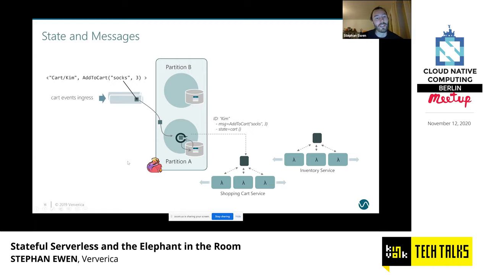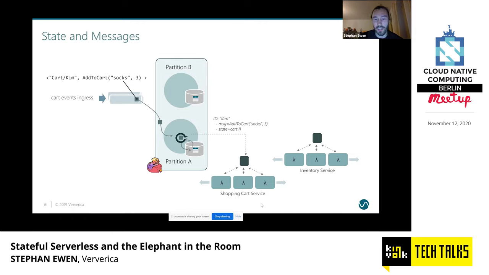And this one is routed to partition A, because this is the one that actually owns the state for Kim's cart. Then it dispatches this to our shopping cart functions that are defined behind an endpoint. Let's say it's behind a Kubernetes service. So we're basically dispatching this message, add to cart, three socks, and the state of the current cart, which is currently empty.